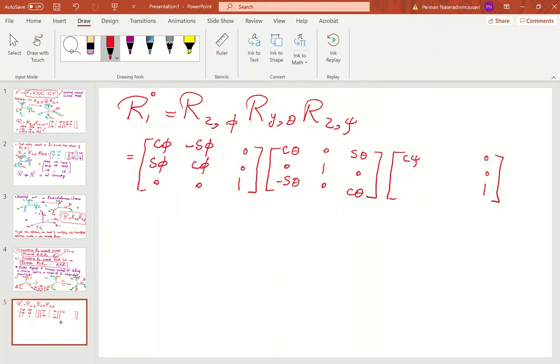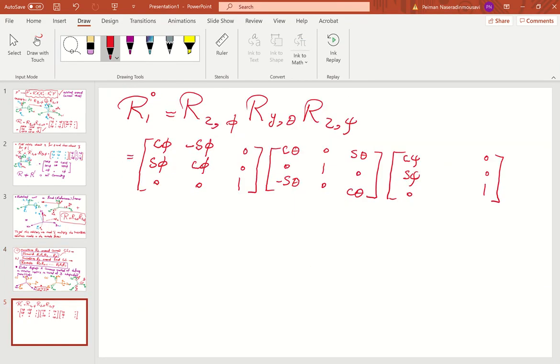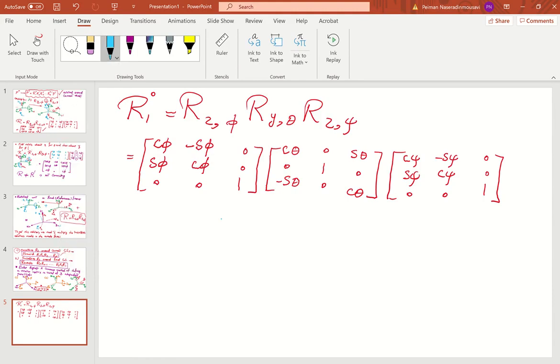Cosine psi and sine psi, 0, obviously. And now it's going to be minus sine psi, cosine psi, and 0. And the final rotation using the Euler angles, the result after multiplication, I have the result. It's going to be this huge matrix, but from independent rotations like this.